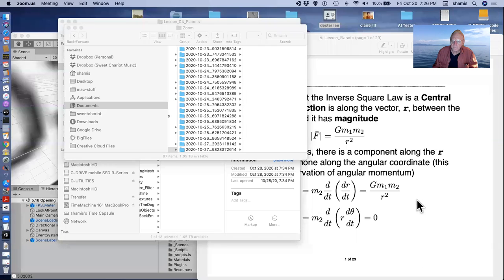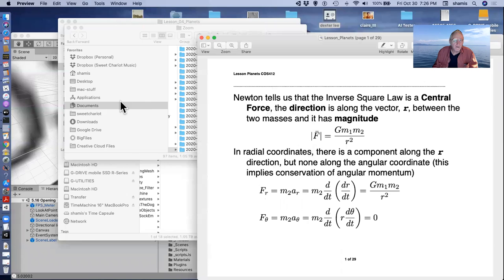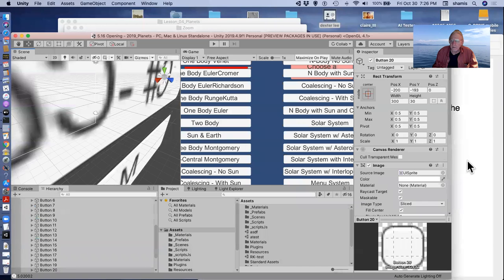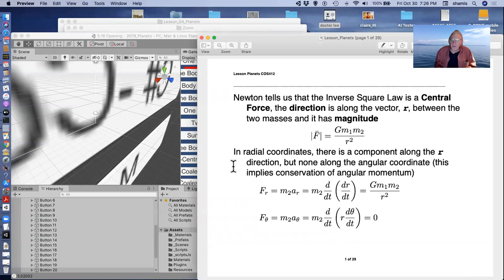All right, well, today I want to talk about the n-body problem. Let me get a share screen going. This is actually a homework problem in COS 415, modeling and simulation.